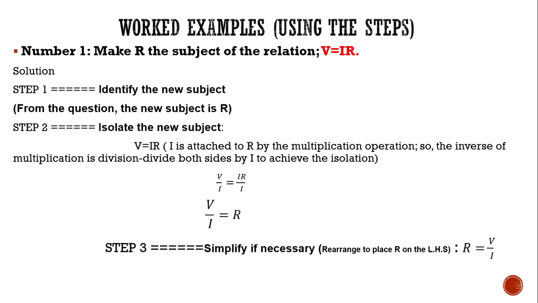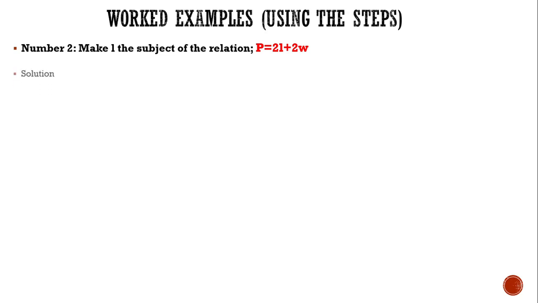And the only simplification that we'll be doing is to rearrange in order to place letter R on the left hand side, and that gives us R equals V over I. QED, quite easily done. You have your answer. We take another example. This example is saying make letter L the subject of the relation P equals 2L plus 2W. To solve this, we use our 3 steps approach.